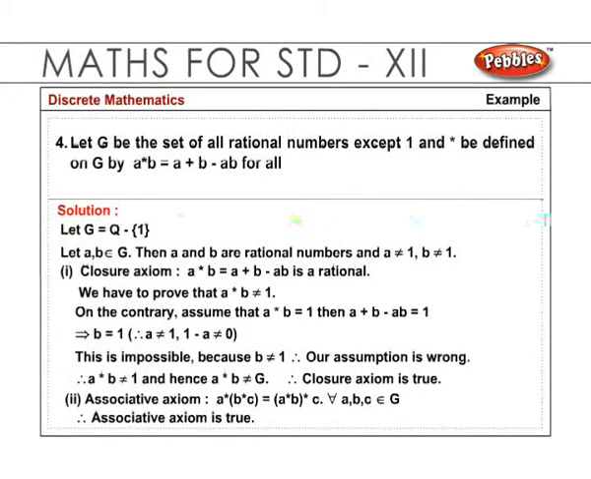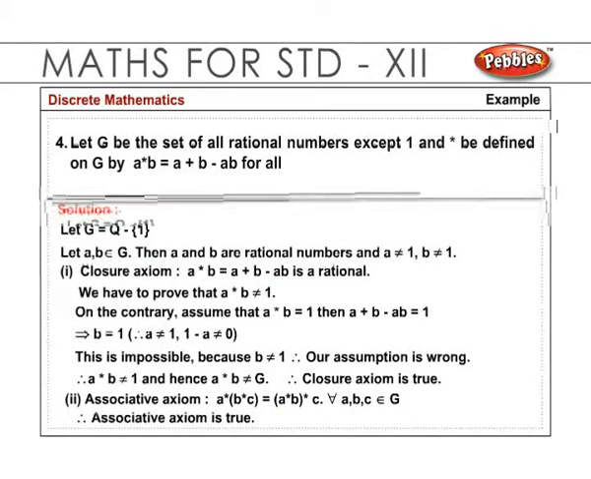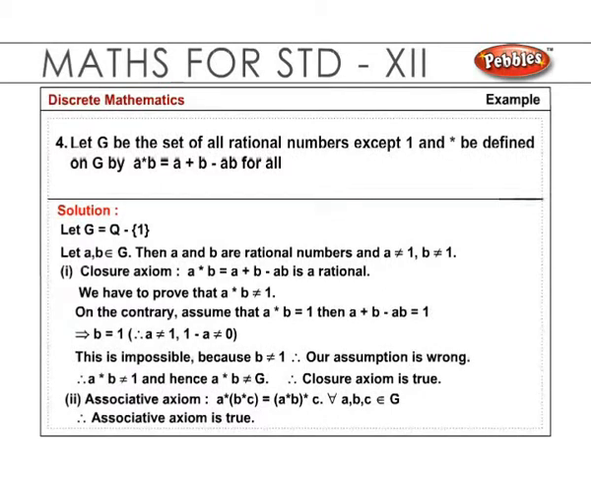1. Closure axiom. a asterisk b is equal to a plus b minus ab, which is rational. We have to prove that a asterisk b is not equal to 1. On the contrary, assume that a asterisk b is equal to 1. Then a plus b minus ab is equal to 1, that is, b is equal to 1. Therefore, since a is not equal to 1, 1 minus a is not equal to 0. Therefore, a asterisk b is not equal to 1 and hence a asterisk b belongs to G.